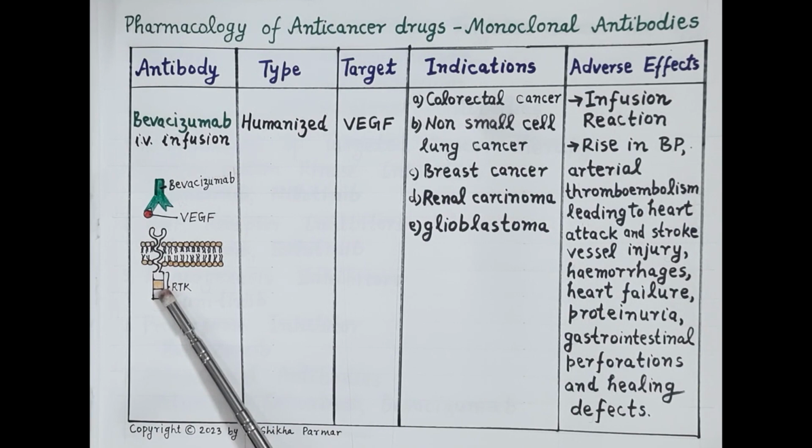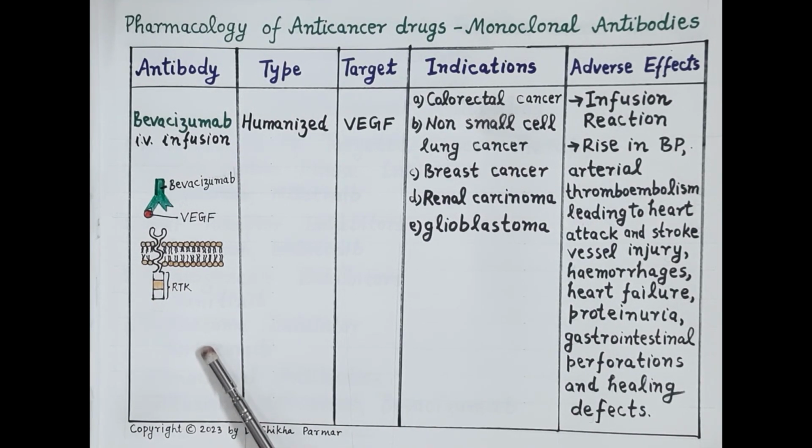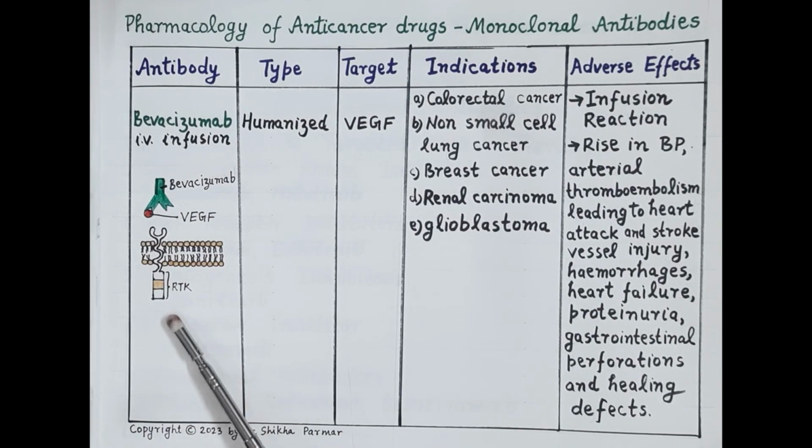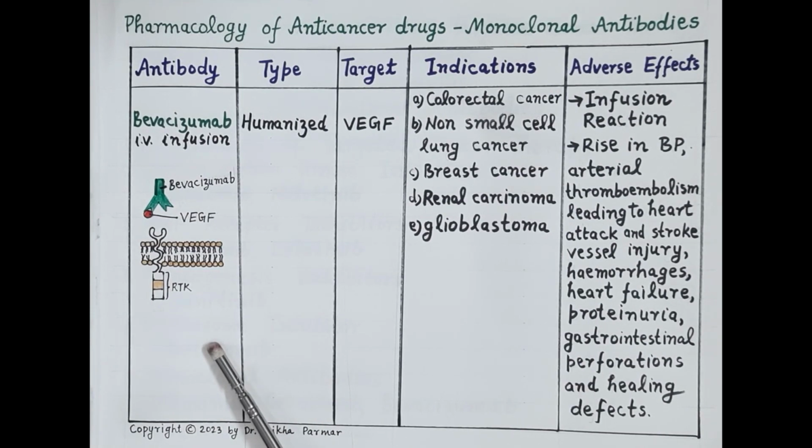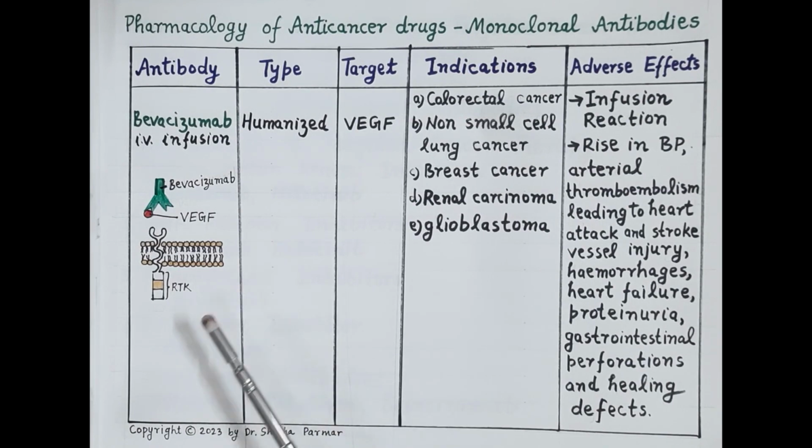phosphorylation of tyrosine kinase, and that further prevents the phosphorylation of other angiogenic proteins. So, angiogenic proteins are not activated. So, angiogenic signals are not produced, and therefore, the growth of new blood vessels stops. So, this prevents growth of new blood vessels in the cancerous tissue, and in the absence of blood supply, the cancerous tissue degenerates. So, that is why it is termed an angiogenic inhibitor also.